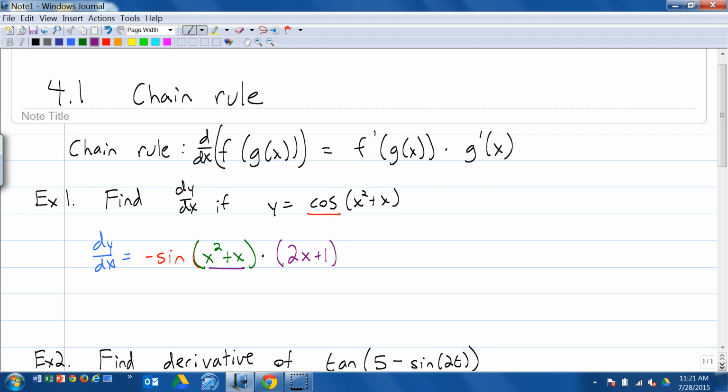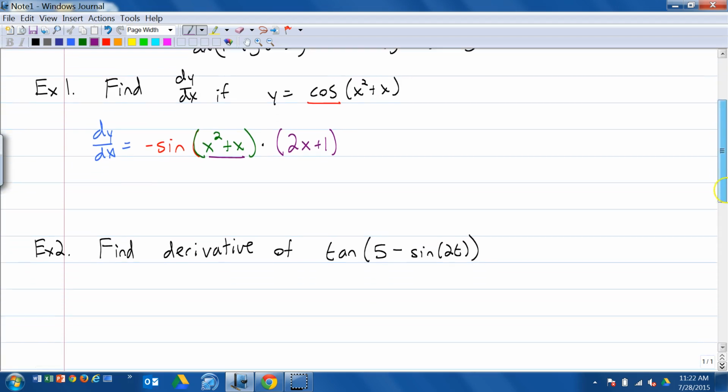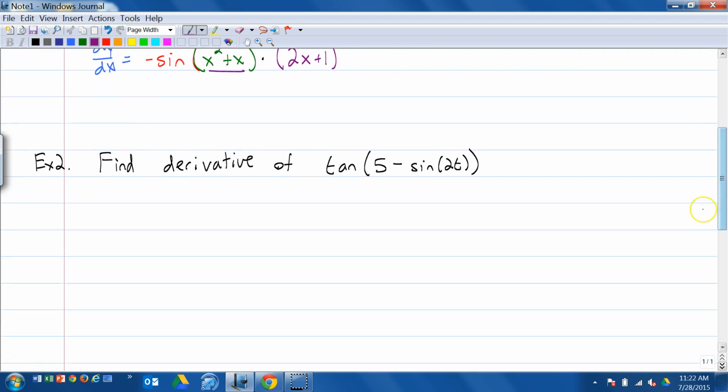Pretty simple. Again, you just have to remember that when you take the derivative of a trig function, you don't also take the derivative of the inside. You leave that alone until the next time. Alright, so here's where it gets a little more complex. Find the derivative of tangent of 5 minus sine of 2t.